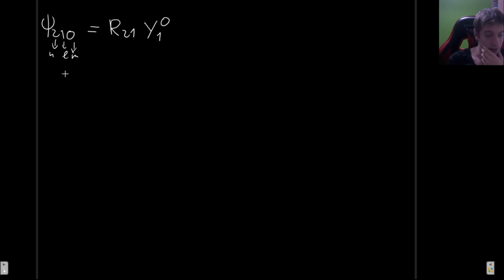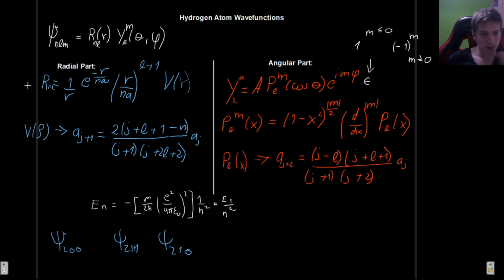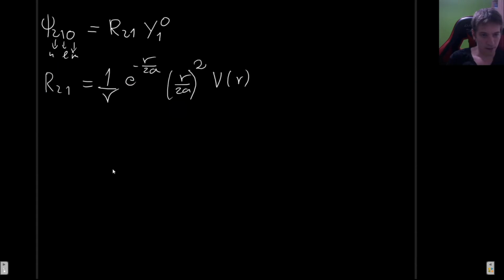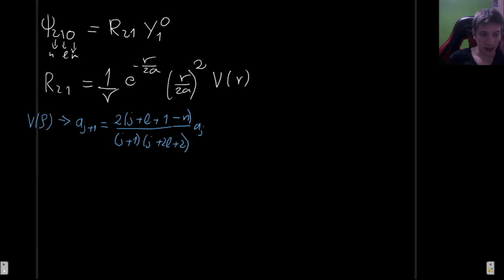Let's go for R21. So R21, remember in our formula, will be 1 over r, e to the minus r divided by na, but n is 2, so 2a. Then we got r divided by na, n is 2, so 2a, to the l plus 1 power, so this is going to be squared, times this polynomial that we need to determine. How do we determine it? We need to go back and use the recursive formula right here. Let's do that immediately.